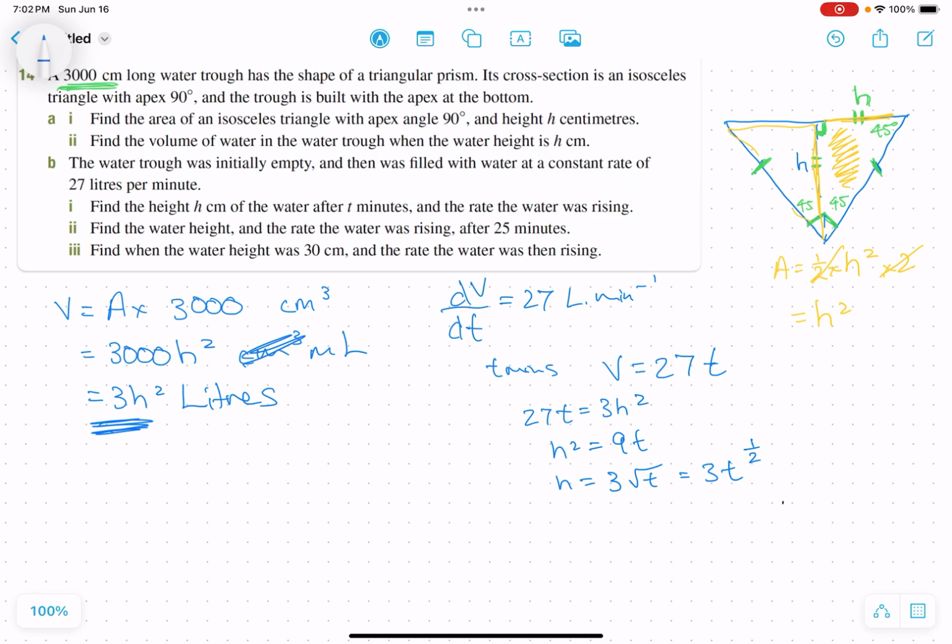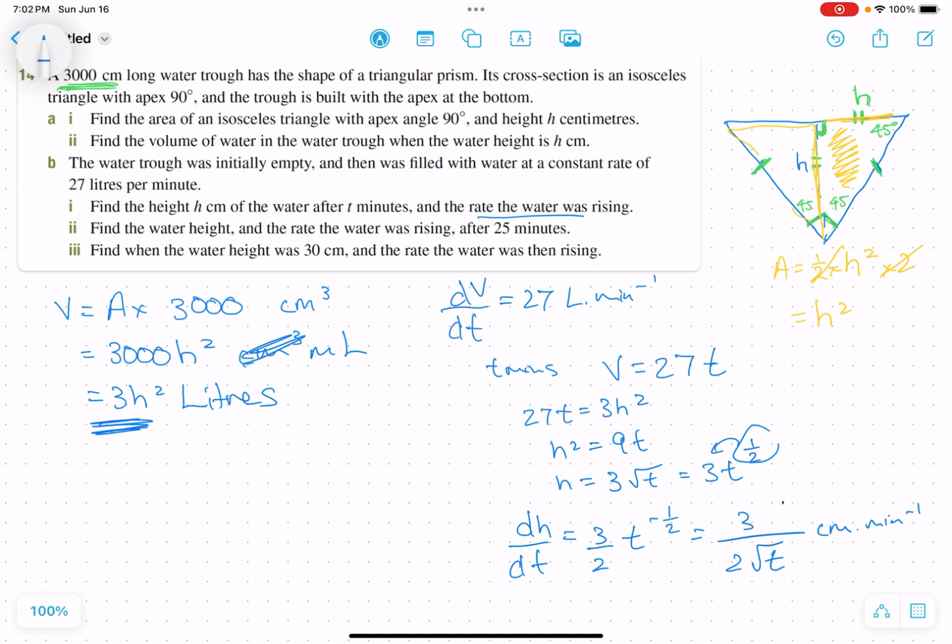But what else do I need to find? I need to find dh/dt. So the rate at which the water is rising, dh/dt: a half comes down, so I get 3 on 2, and t to the minus a half. Another way to say that is 3 on 2 root t. So that's my height, which is in centimetres, per time, which is in minutes, so centimetres per minute.